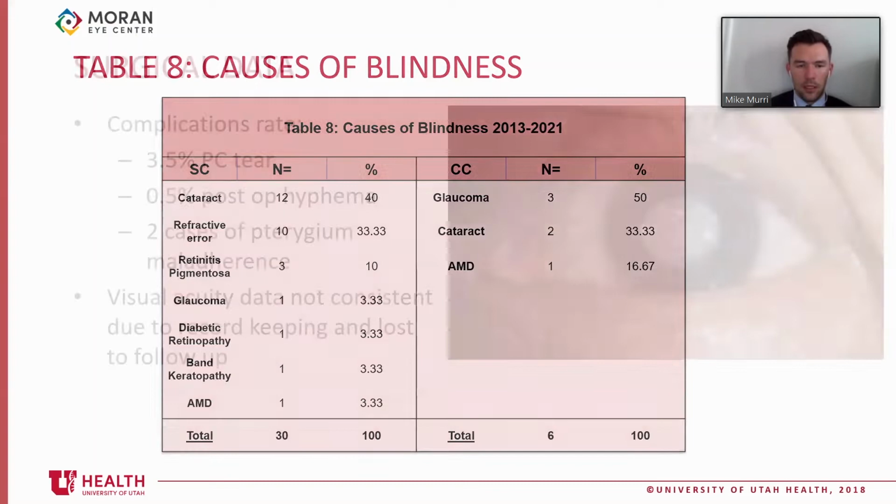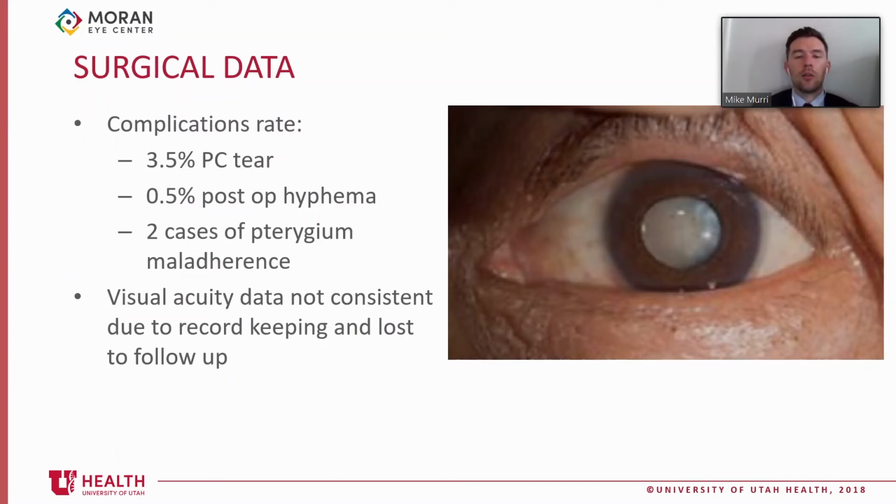The surgical data was actually difficult to analyze. In going through this data, we realized that keeping better records and having better follow-up for these patients will help us to know a little bit more of our benchmarks. Preoperative and postoperative visual acuity data was really harder to analyze here, but there was a low rate of PC tear, especially in these complicated cataracts.